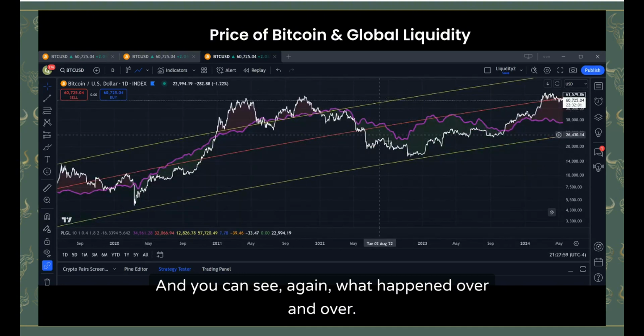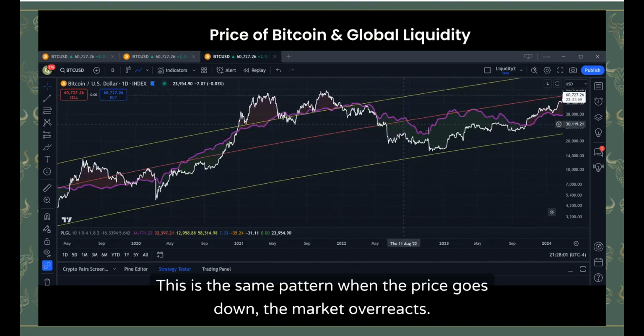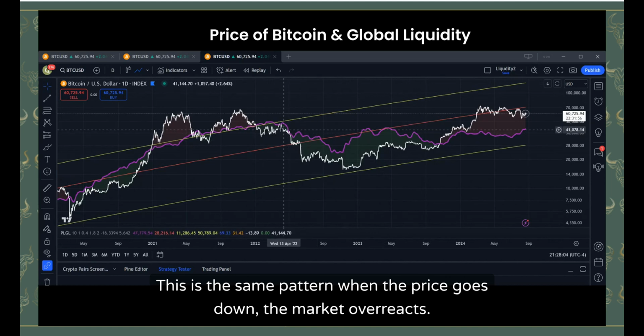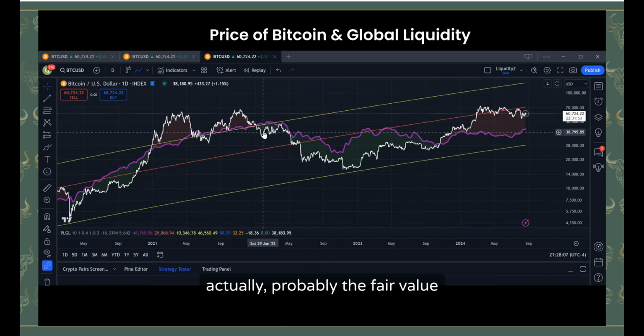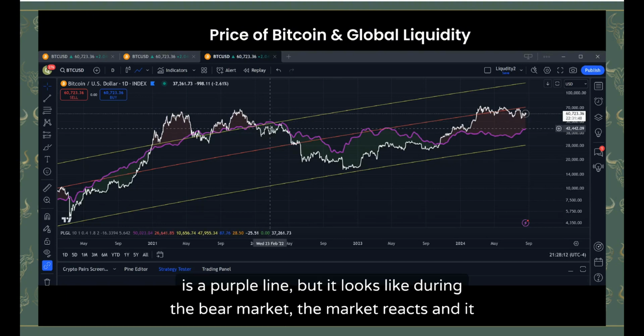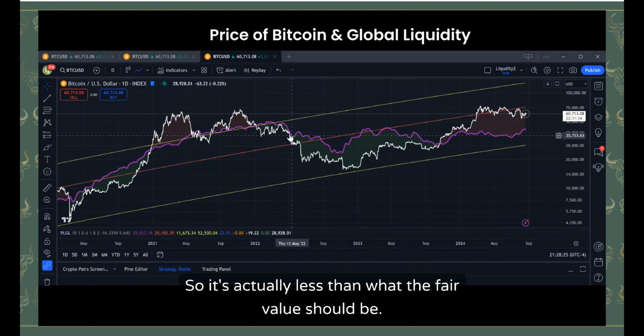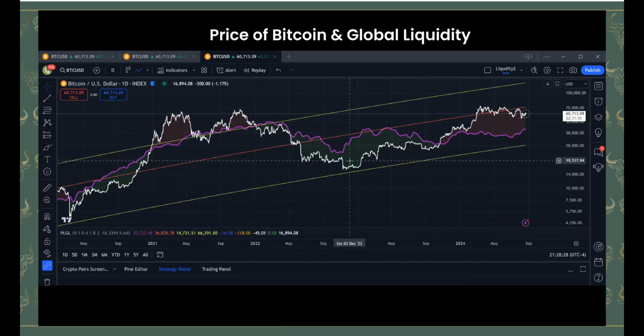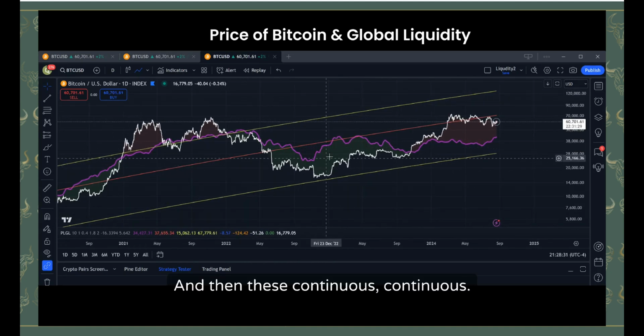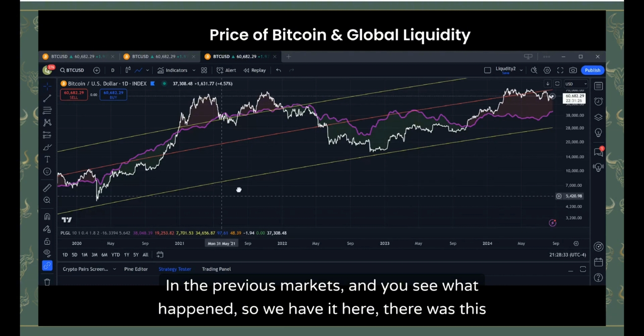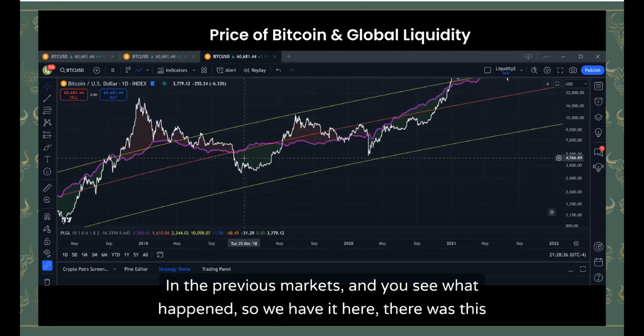And you can see again what happened over and over. This is the same pattern. When the price goes down, the market overreacts. So actually, probably the fair value is the purple line, but it looks like during the bear market, the market overreacts and it tends to suppress the price even more. So it's actually less than what the fair value should be. And then this continues in the previous markets, and you see what happened, right?